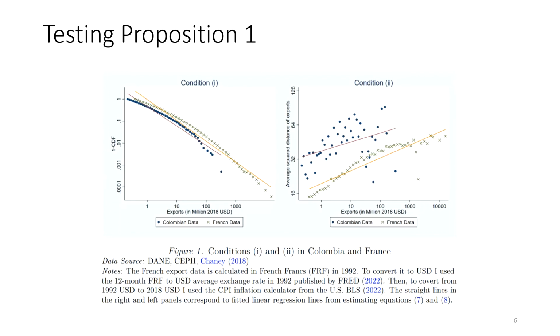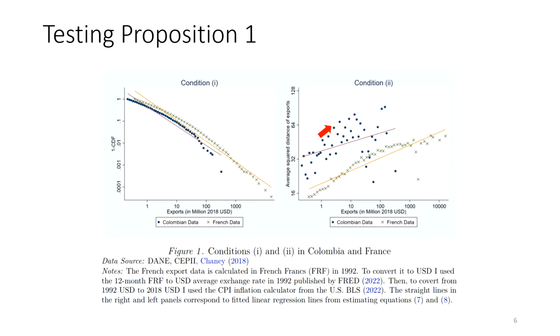So the left panel shows us that French firms are larger than Colombian firms, right? I made some adjustments to make this comparison using inflation, exchange rates, and so on. And we see that French firms are indeed larger than Colombian firms. And for condition 2, here I just changed the y-axis to the average export distance. We see that Colombian firms are exporting to longer distances than French firms.